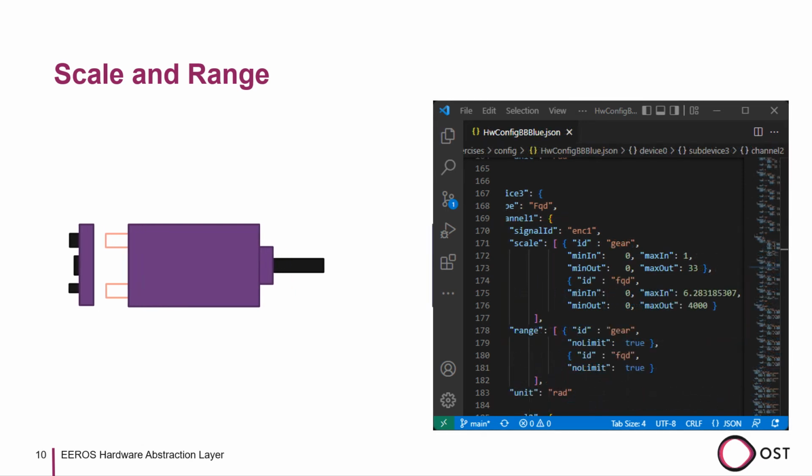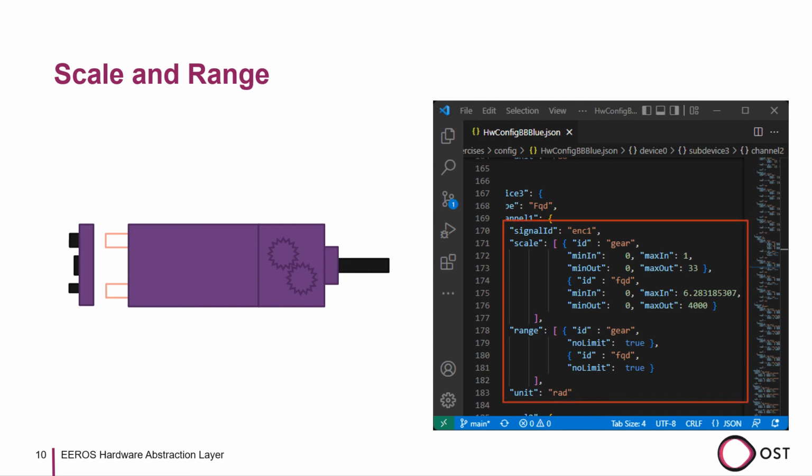But what if our motor has a gearbox and we want to know the position of the output shaft and not the position of the motor? In this case, we can define several scales and ranges in our hardware configuration file. EEROS will then calculate the scale and range of the whole chain for us. This way we can map our hardware directly in the hardware configuration file and enter meaningful values instead of a total transmission factor, which we won't know what it actually means later anyway.